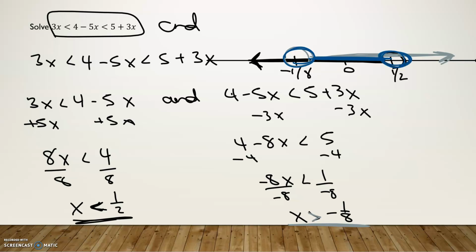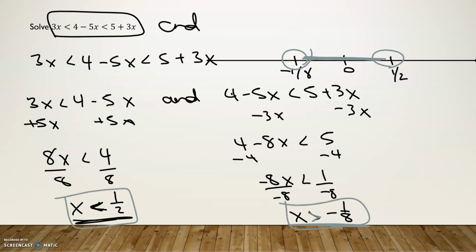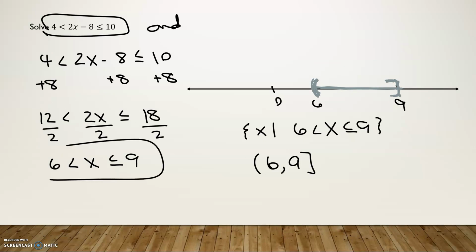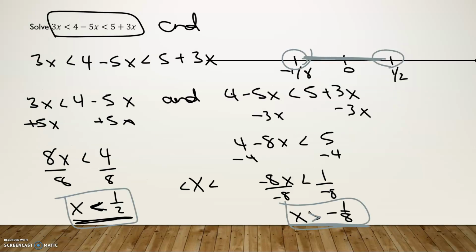Let me get rid of everything. My final answer is an open circle, and between the two. Now we could have combined these two as well, if I put an x and then less than and then less than, just like I had it set up over here. So this is x less than 1/2.